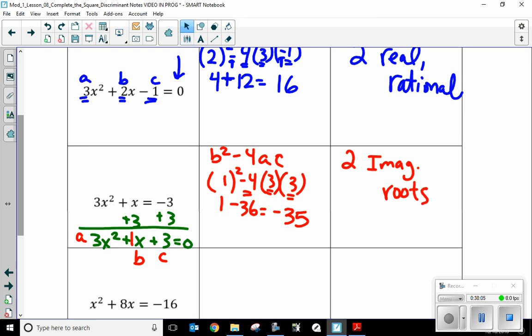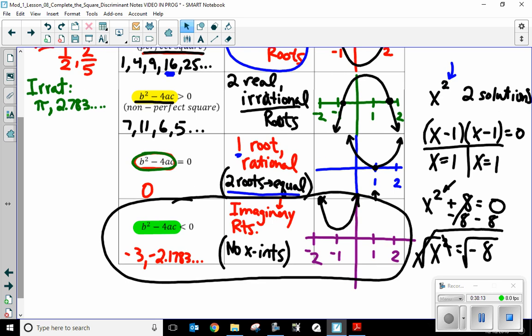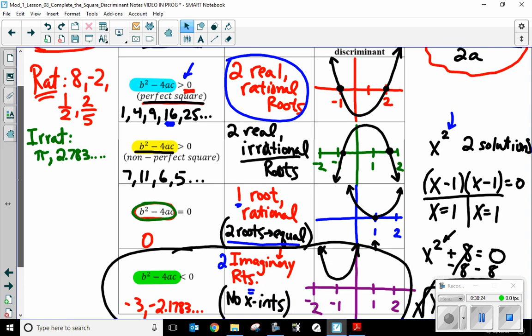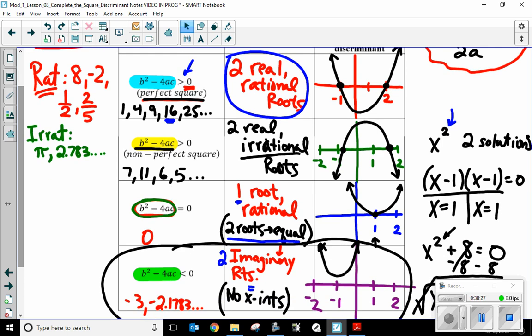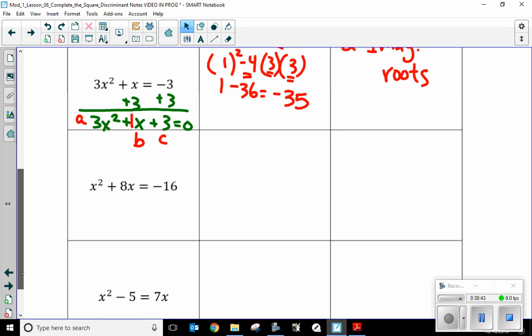And yes, imaginary numbers and roots come in pairs. You cannot have 1, you always have 2. So when I go back here, and I say imaginary roots, notice that's plural, you have 2 imaginary roots. Sorry, I should have stated that. But if this is multiple choice, and they ask you for the discriminant and say, what type of roots does this quadratic have? Are they 2 real rational? Are they 2 real irrational? Is there 1 root? Or are they imaginary? There's only going to be 1 multiple choice that says imaginary. So whether it's 1 or 2, if your discriminant is negative, it's going to be imaginary.